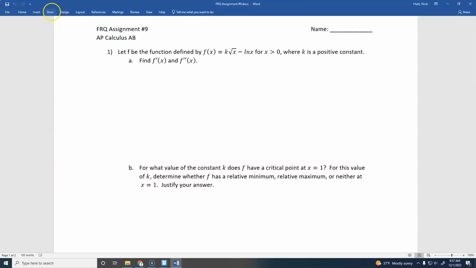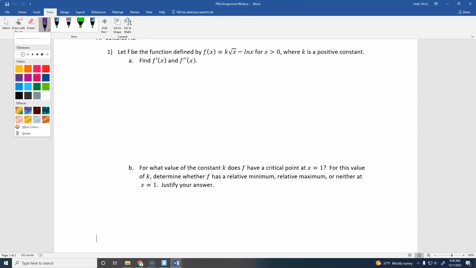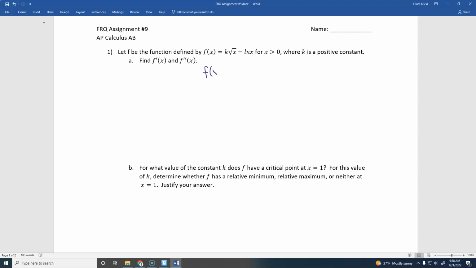Alright, so, for this one, it says let f be the function defined by f of x equals k square root of x minus natural log of x. And we know x is greater than 0 and k is a positive constant. So they ask us to find f prime of x and f double prime of x. So we have a k that is a positive constant, but we don't know what it is. I would write it like this: f of x equals k x to the 1/2 minus natural log of x first.